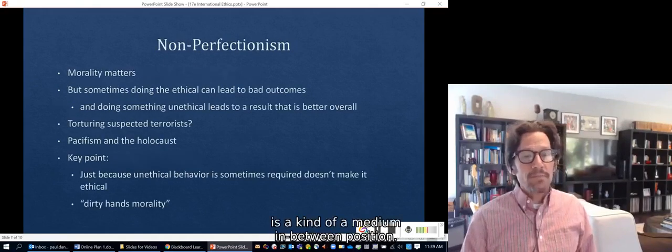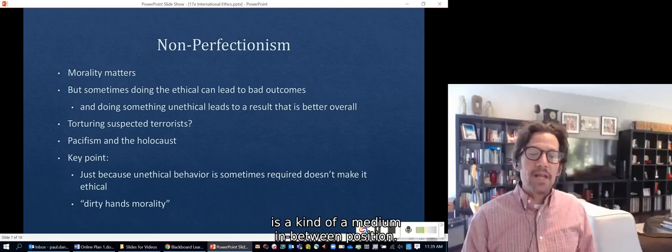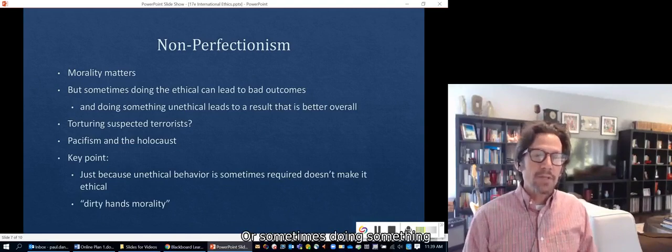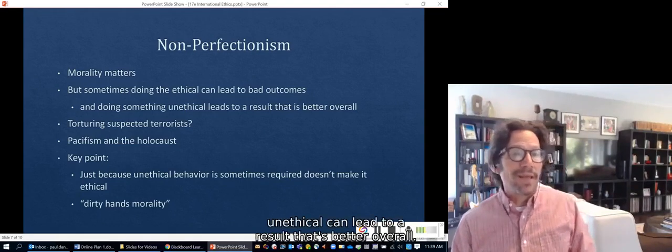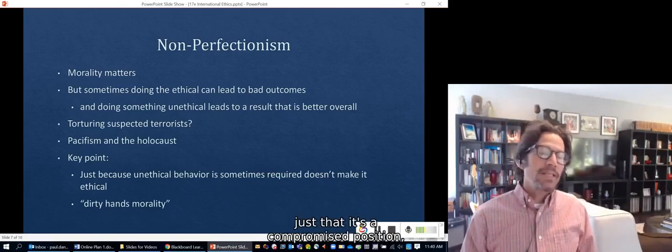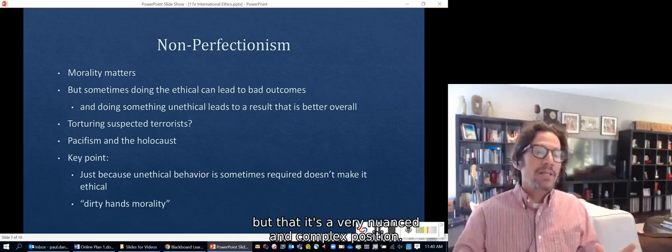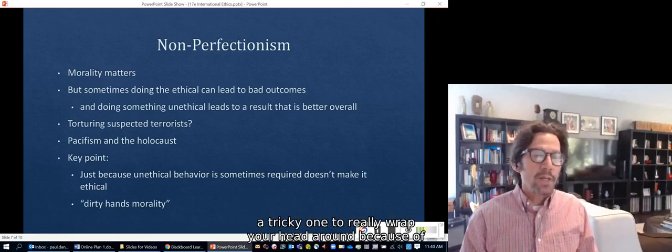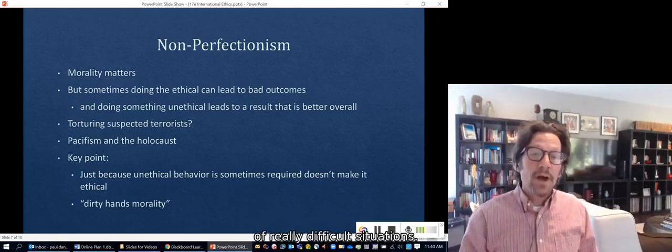Non-perfectionism is a kind of medium in-between position. It says morality matters, but it recognizes that these situations can get pretty tricky. The idea is that sometimes doing the ethical thing can lead to bad outcomes, or sometimes doing something unethical can lead to a result that's better overall. So the real point I want to make about non-perfectionism is not just that it's a compromised position, but that it's a very nuanced and complex position. It's not just wishy-washy, but it is, I think, a tricky one to really wrap your head around because of its position on the ethics of really difficult situations.